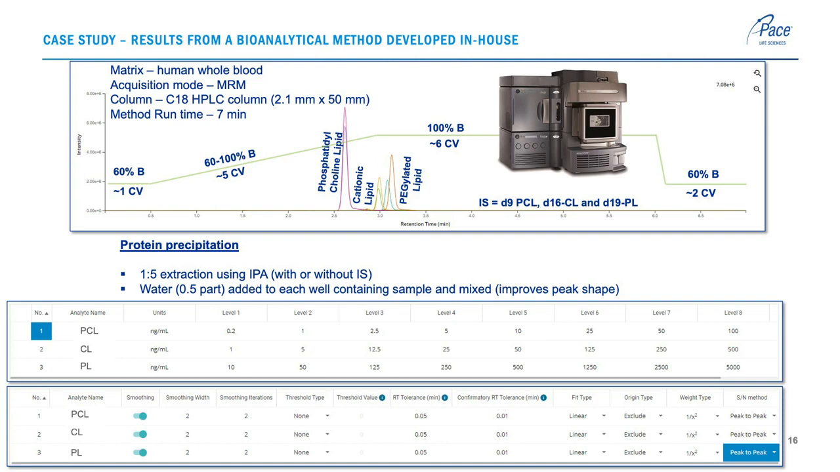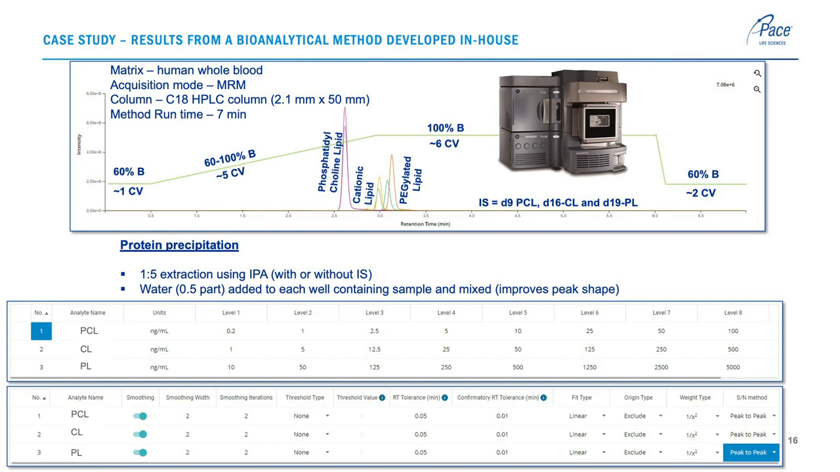As shown in the top figure, a 7-minute HPLC MSMS or HPLC MRM method was developed using a C18 column with a sharp gradient. The data shown here is acquired on a Xevo TQ-S micro tandem quadrupole instrument coupled to an I-Class UPLC. Standards and QCs were prepared by protein precipitation using 5 parts of IPA as an extraction solvent for 1 part of whole blood. And water was added eventually to the extracted sample supernatants to improve peak shape, as we discussed earlier.